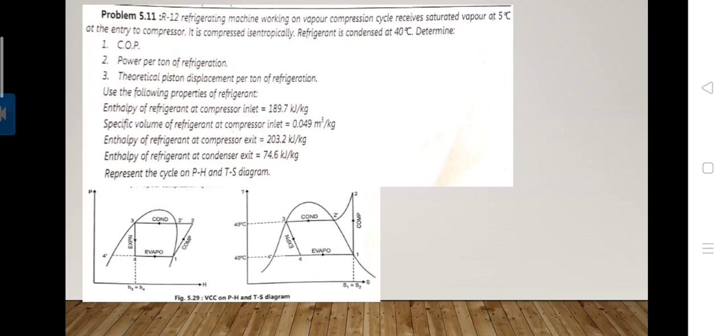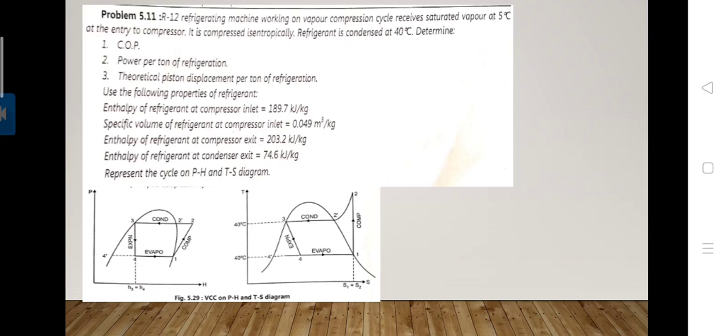The next problem statement is that an R12 refrigerating machine working on a vapor compression cycle receives saturated vapor at 5 degrees centigrade at the entry to the compressor. It is compressed isentropically. The refrigerant is condensed at 40 degrees centigrade.